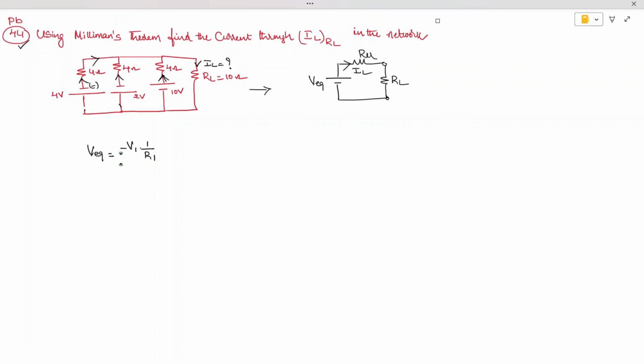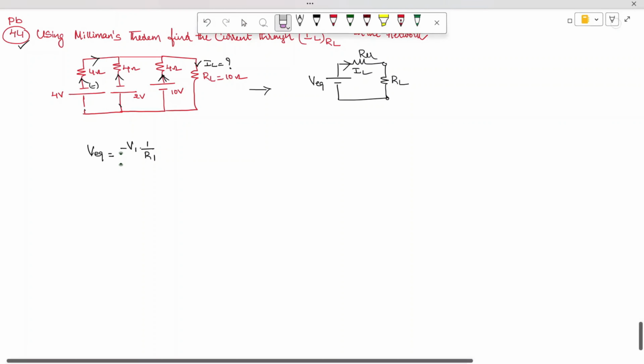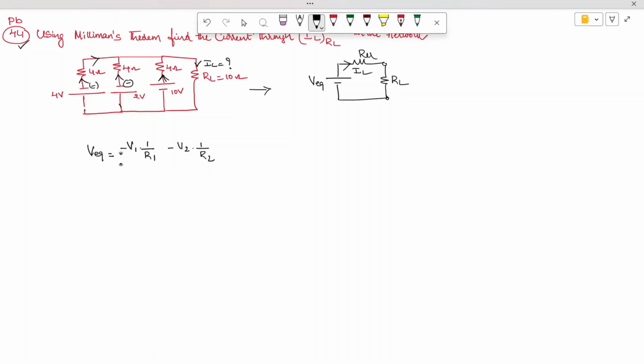And again, the current is flowing in this direction. Whenever it flows in this direction, we write the leaving polarity, minus V2 into 1 by R2. And again the current is flowing in this direction, and the leaving polarity here is plus, so we write V3 into 1 by R3, divided by 1 by R1 plus 1 by R2 plus 1 by R3.